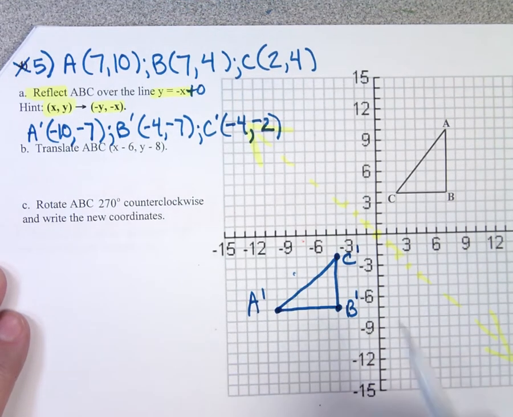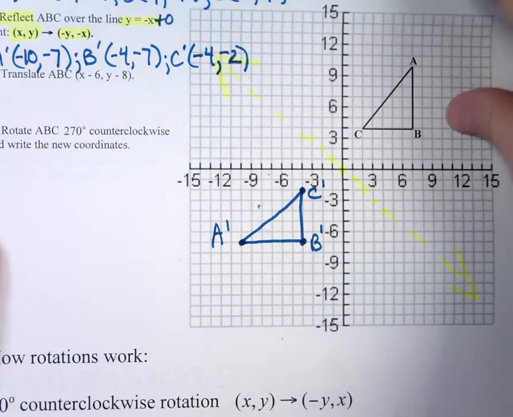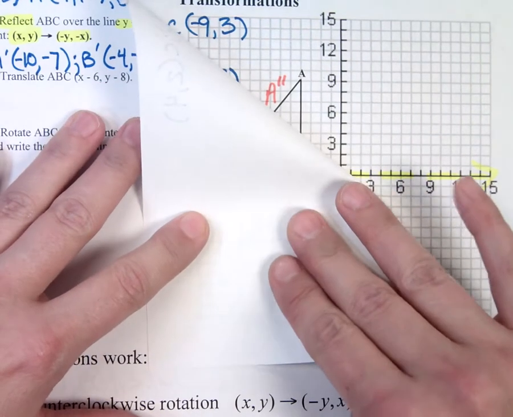And there's a reflection across the line, y equals negative x. Can you imagine folding your paper over that diagonal line and the two triangles would land on top of each other?